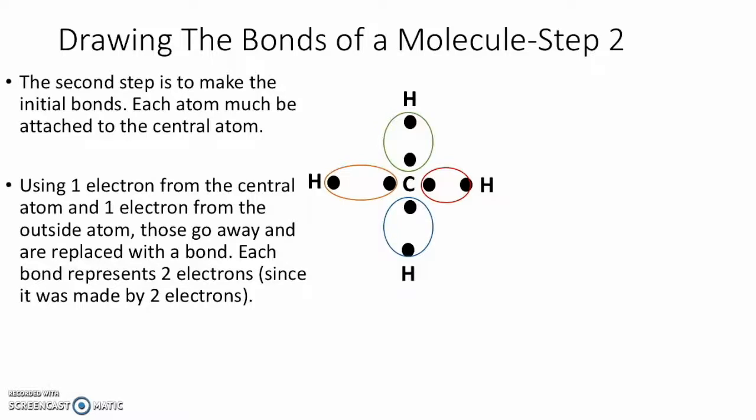How do we do this? We take 1 electron from the central atom and 1 electron from the outer atom and bring them together, just like I've done with the orange circle, the green circle, the red circle, and the blue circle. Those 2 electrons, or that electron pair, will create a bond. And as you can see here, the electrons in the orange circle are replaced with an orange bond. The electrons in the green circle are replaced with a green bond. The electrons in the red and blue circles are also replaced with bonds. So 2 electrons make up 1 bond.